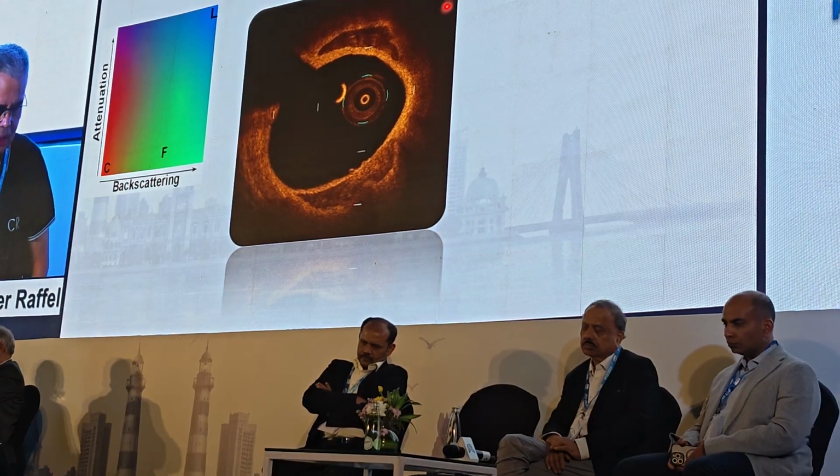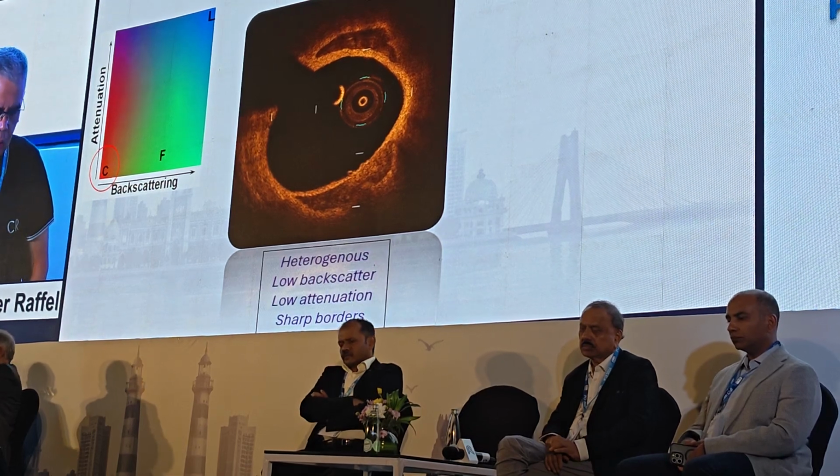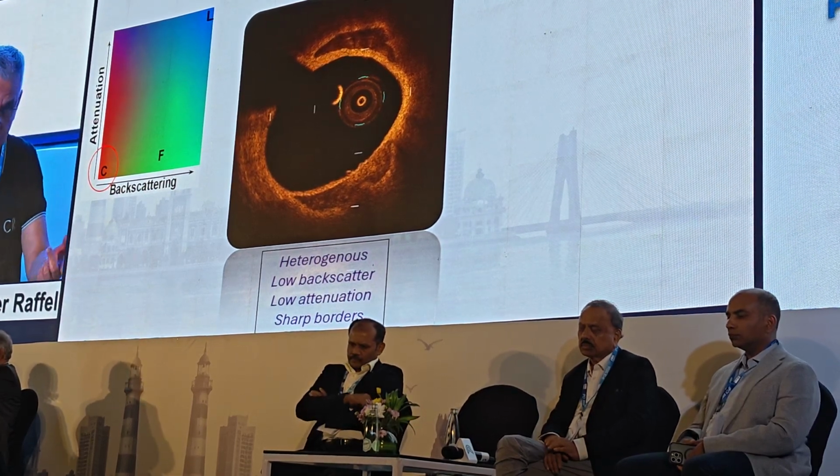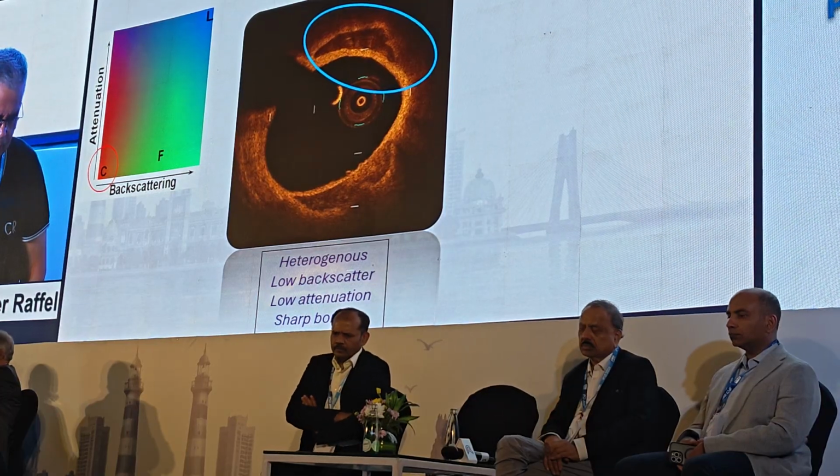What about a calcified plaque? If you look on our scale, and this has been done in histological sections, calcium falls here. It's low backscattering, so it's dark to begin with, it doesn't reflect light. It's also low attenuation, so it's dark throughout and gets even darker, and if you've got a big chunk of calcium, you won't see it distally. So heterogeneous, low backscatter, low attenuation, as we mentioned before, sharp borders.